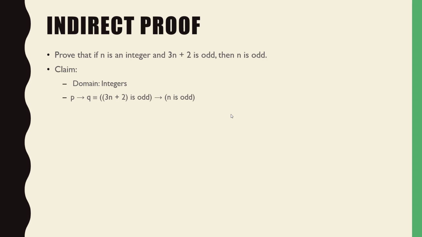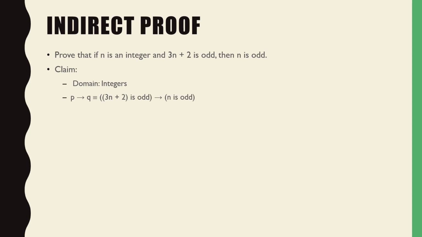So in our case, our domain is integers, and our claim now is that P, therefore Q. In other words, 3n plus 2 is odd, therefore n is odd. That is our claim. Remember, in a proof, P is the known thing. We know P to be true. If we didn't know P to be true, who cares? Our proof is only in the event that P occurred. So in the event that 3n plus 2 is odd, we're trying to show that n is odd.